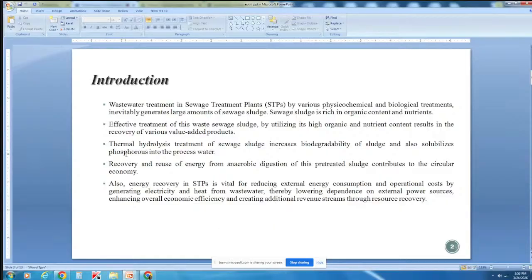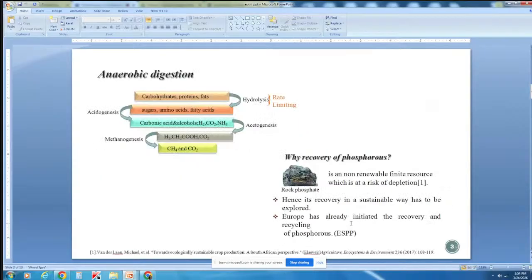Here, hydrolysis treatment increases the soluble COD or BOD, so the bioavailability of the organic content will be more when you do thermal hydrolysis treatment. That is what has been taken up in this study: how to recover more energy from the sewage sludge.